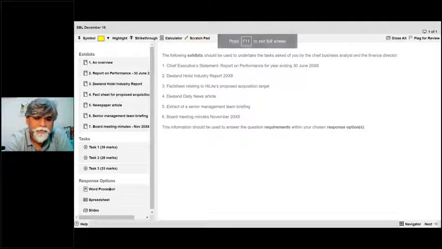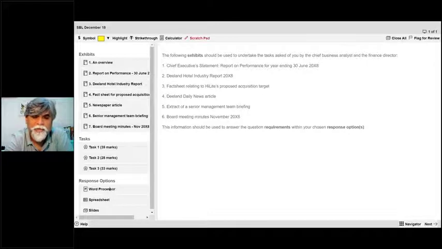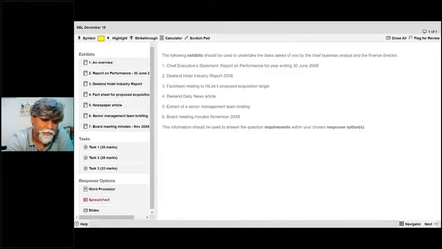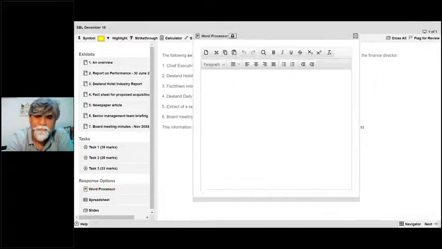Do not use this. This is useless. Directly go to the word processor. Open the word processor. You click on the word processor, it will open, and we will make the list. Copy paste the requirements here.